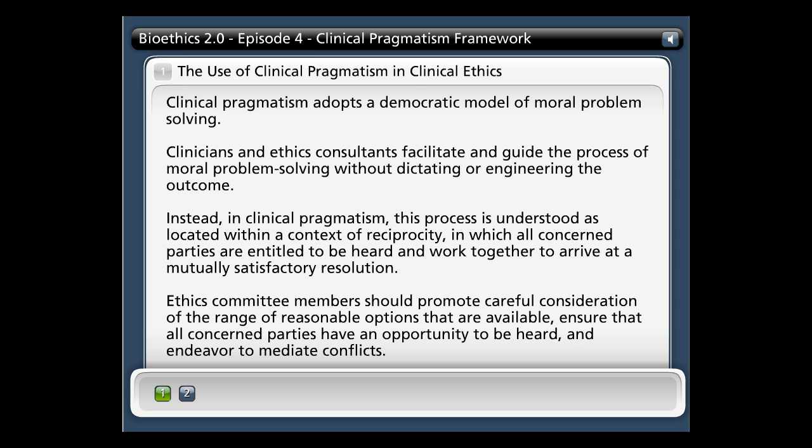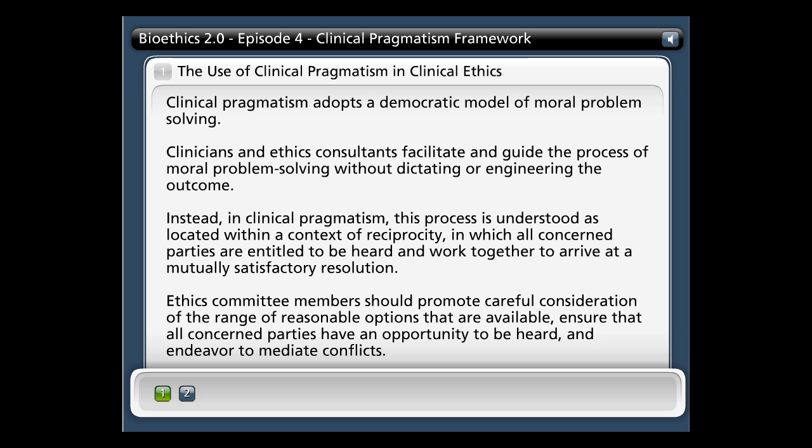The use of clinical pragmatism in clinical ethics. One of the other reasons the Clinical Pragmatism Framework works so well is that it adopts a democratic model of moral decision-making. Since there is not one moral principle that should be used to resolve a case, there is not one view of the moral situation that should take precedence. This helps foster a more inclusive model of moral decision-making. So what happens here is that clinicians, and if they are working with ethics consultants, they help facilitate or guide a process of decision-making without dictating or engineering the outcome.